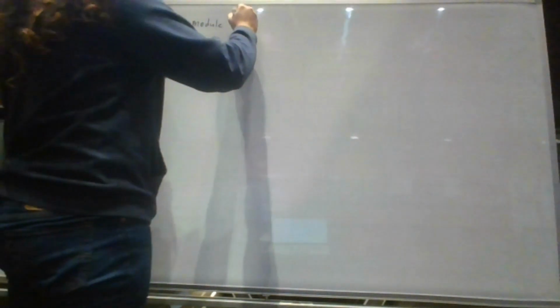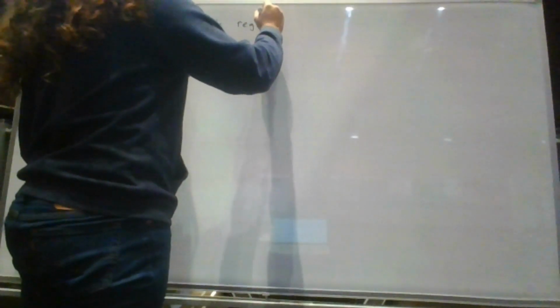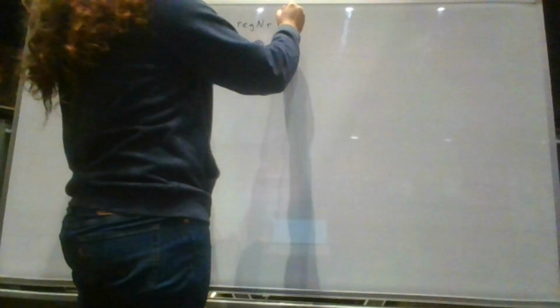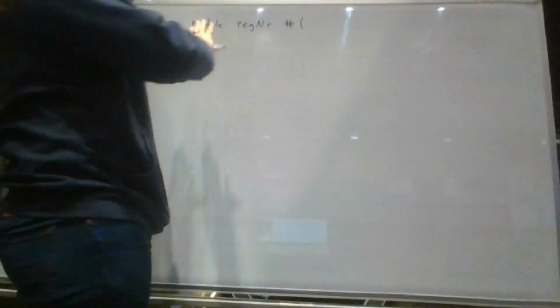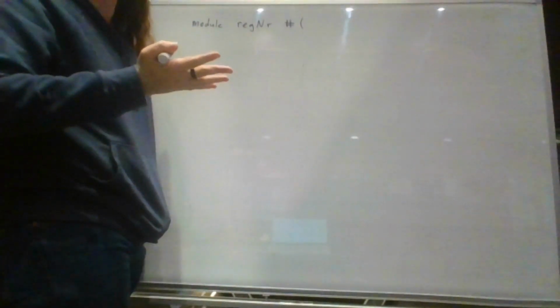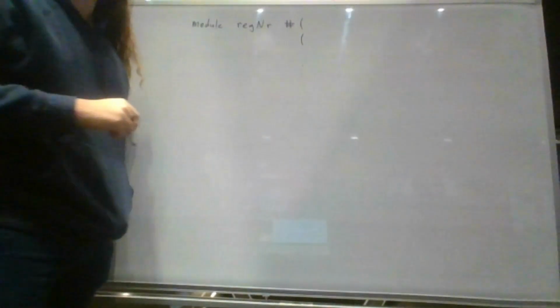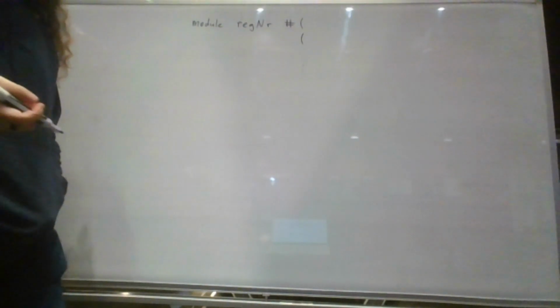The first thing we do whenever we're making a module is use the keyword module, followed by the name of our module, which in this case is regNR. I'm not going to fill this in yet, but this is where I'm going to put my parameters. You wouldn't put that if it was an unparameterized module. I just want to make sure I have space. After that is the port list for the module.